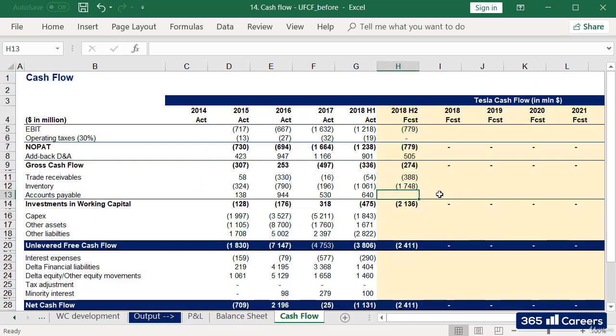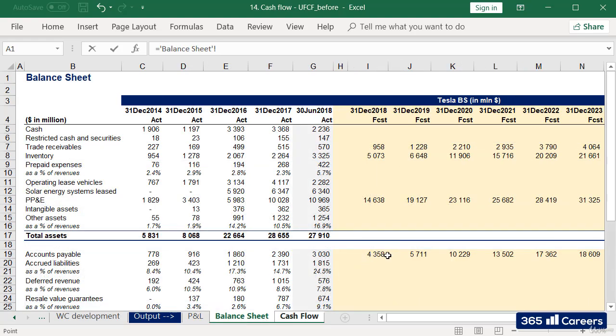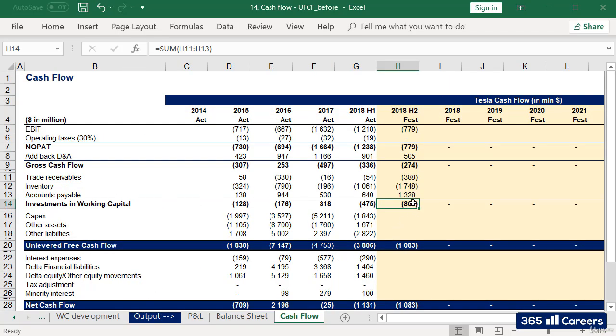At the same time, account payables is a liability. This means that it abides by different rules. An increase of account payables is a positive cash flow. This is why I am not going to insert a minus sign in front of its formula, and will simply take the difference between account payables in this period and account payables registered in the previous period. Very well. The sum of all three items gives us investments in working capital.